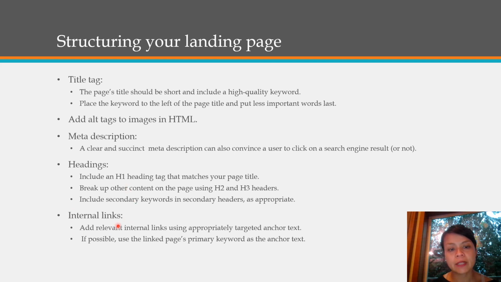And then internal links. Add relevant internal links using proper anchor text. When it's possible, use the page's primary keyword as the anchor text. It won't always work out. Sometimes it doesn't make sense to have the keyword as the anchor text, and that's okay. You don't want to force it. You don't want to do it just for the sake of SEO, but if it makes sense, do use the keyword as the anchor text.